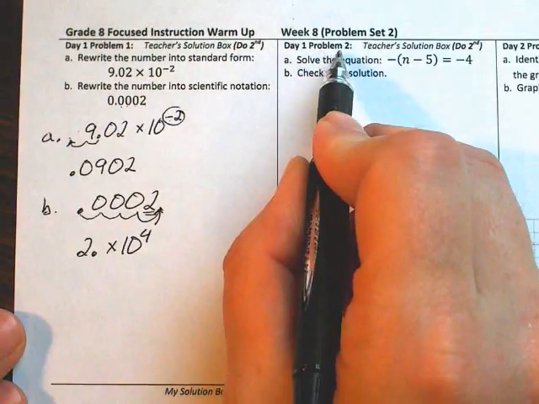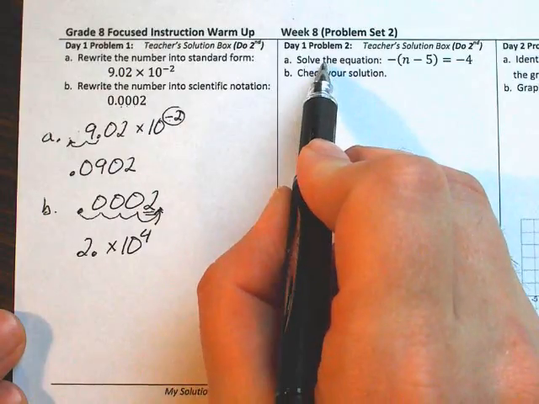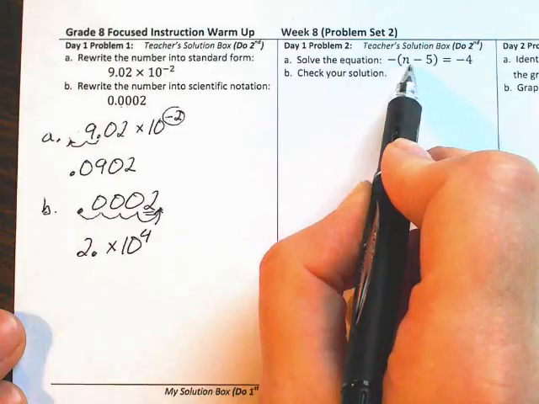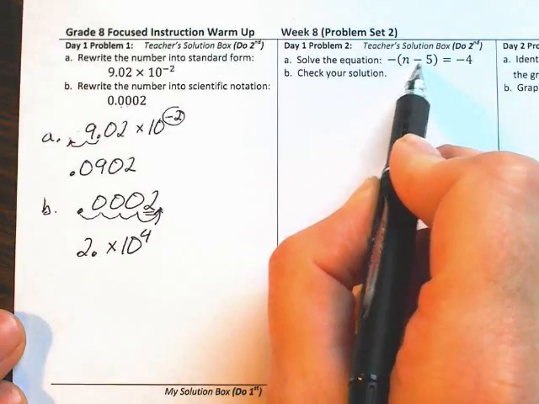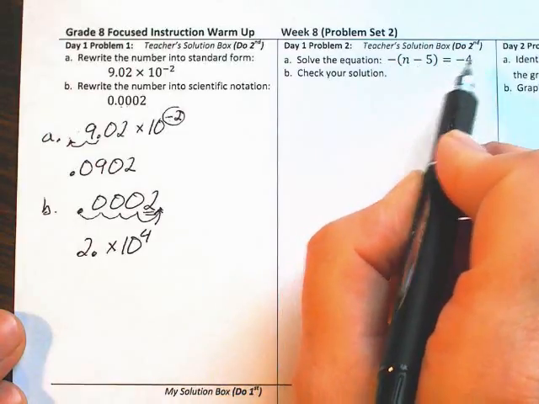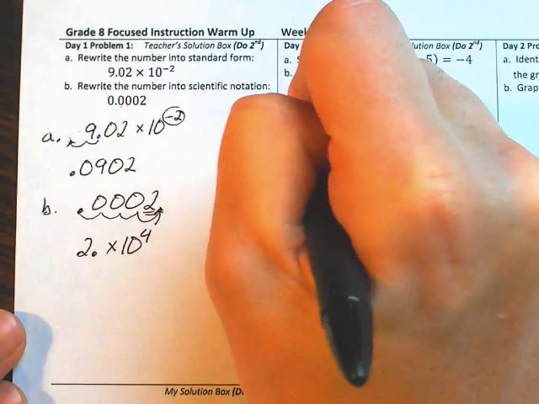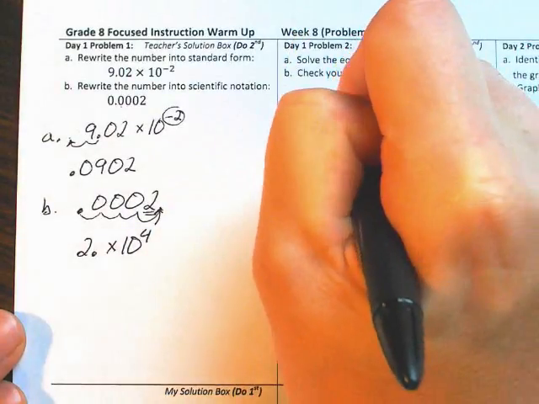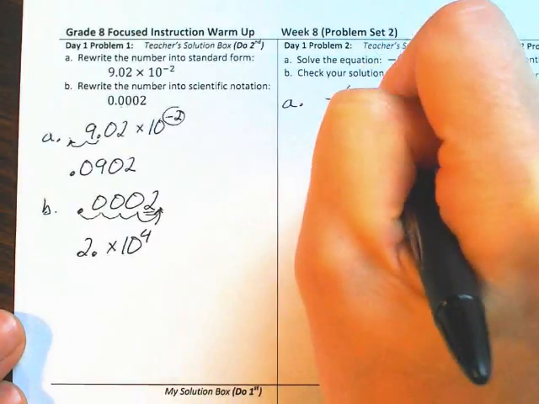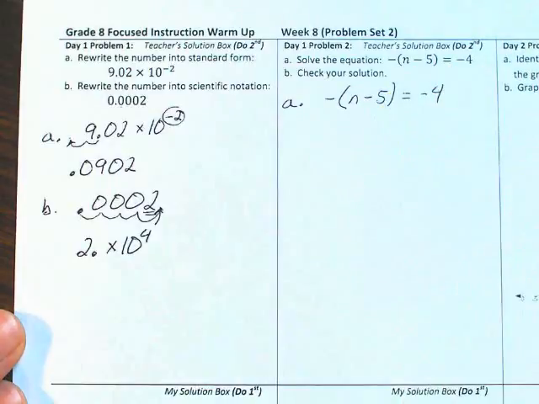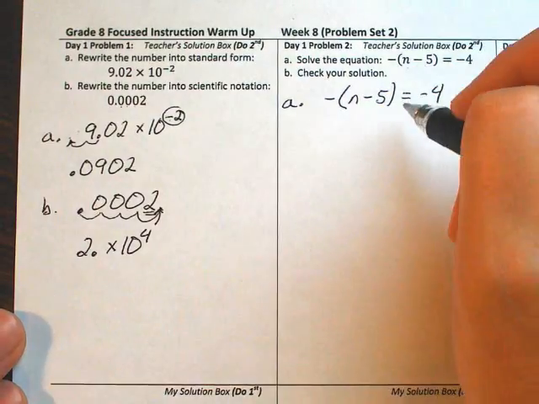Now, Day 1, Problem 2. Part A, solve the equation. Negative, and then the quantity, n minus 5, is equal to -4. And Part B, check our answer. So for Part A, let's copy the equation down. And solve it for the variable n.